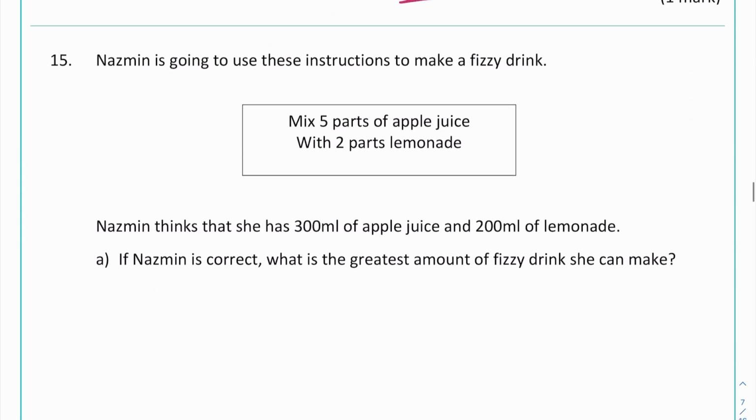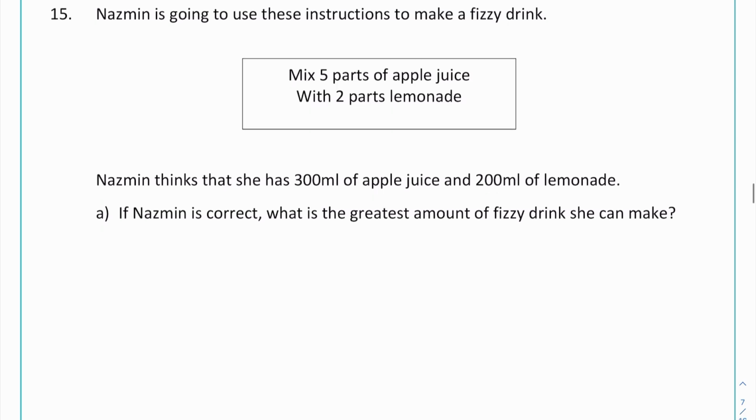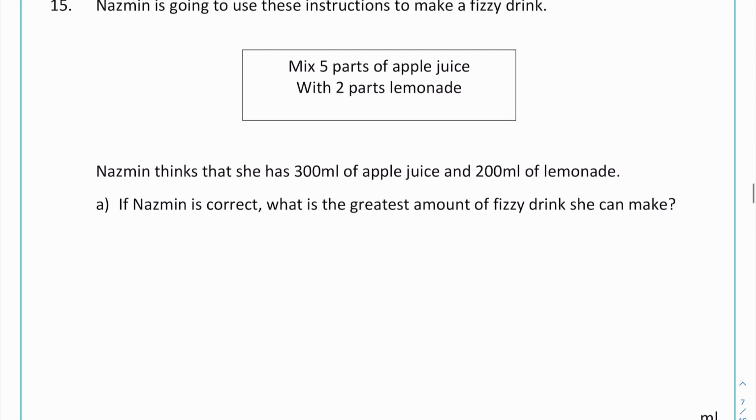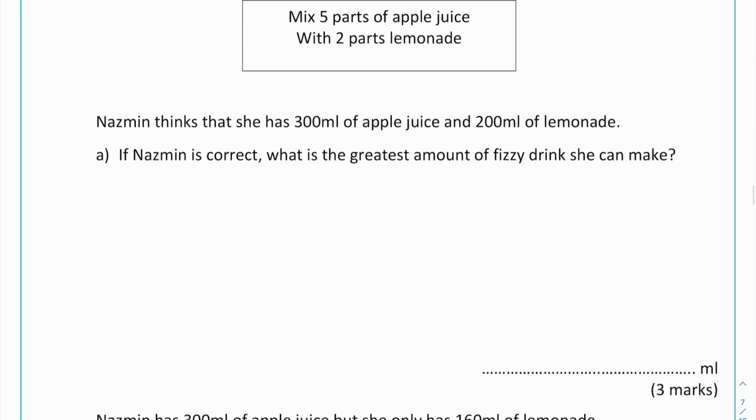So Nasmin is going to use these instructions to make a fizzy drink. Nasmin thinks that she has 300 millilitres of apple juice and 200 millilitres of lemonade. If Nasmin is correct, what is the greatest amount of fizzy drink she can make? Well, 5 to 2 is our ratio.